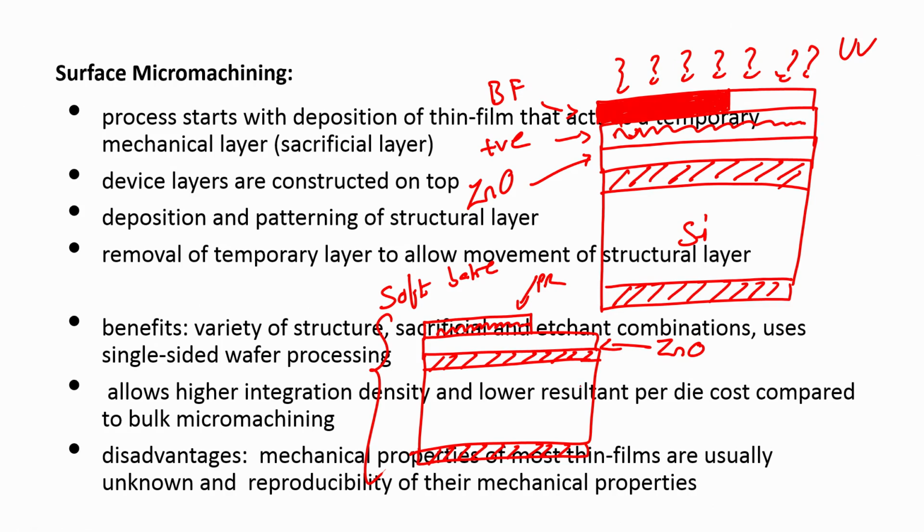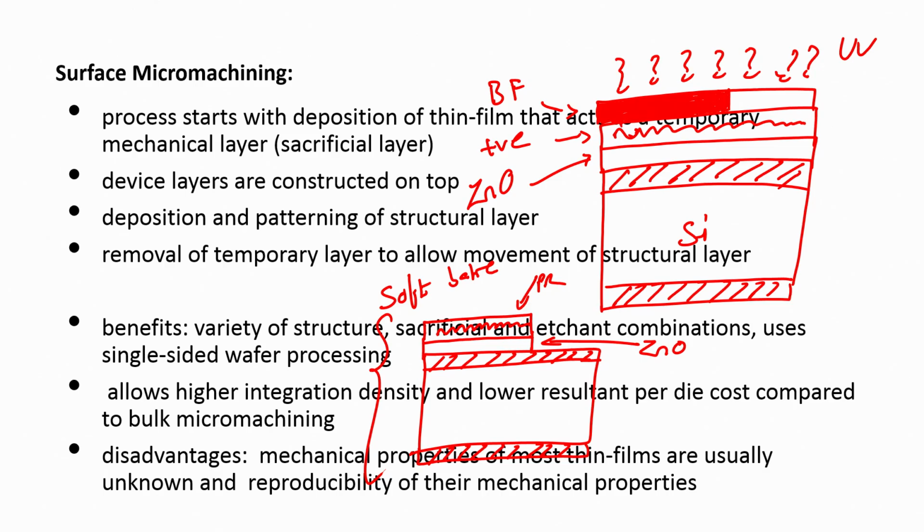Then if I dip this wafer in zinc oxide etchant, what will happen? I will save my zinc oxide only where the photoresist is there. Only where the photoresist is there, zinc oxide will be saved. In the remaining area, zinc oxide will get etched.